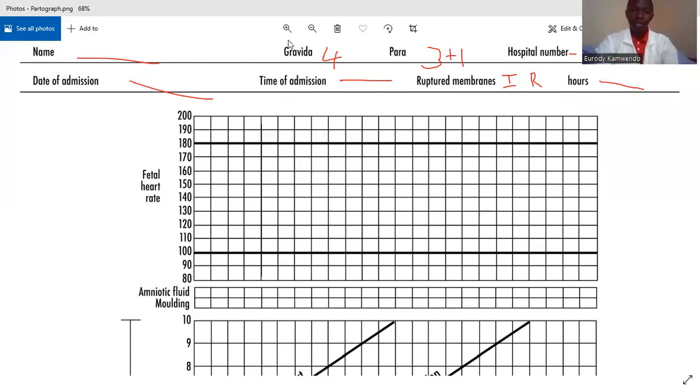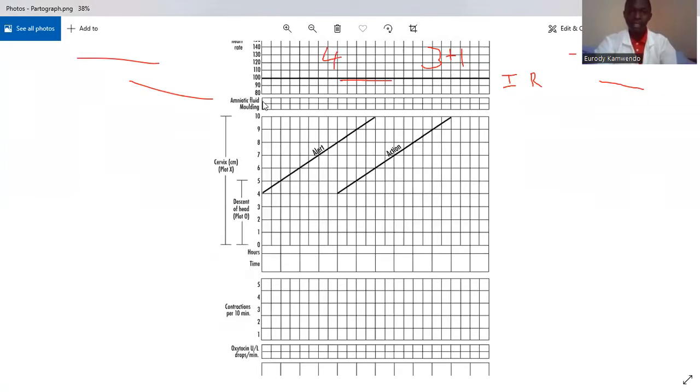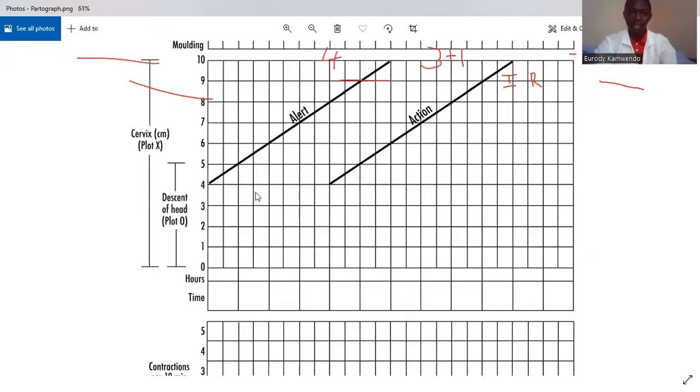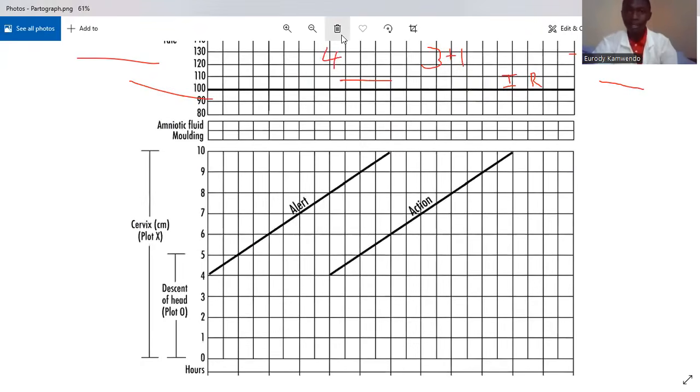Okay, so we need to start with the middle section, because that is where you start from. You talk about the dilatation, the descent, and the hours. Okay, so where is the eraser? I just remove these numbers. Okay, so that is where we are going to start from before we move on anywhere else.